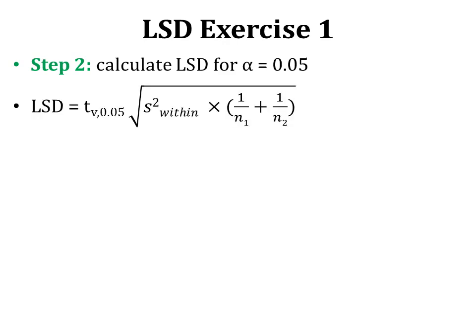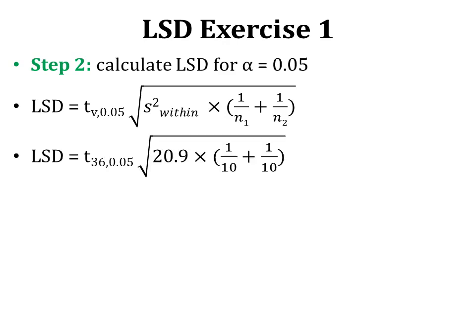So here we have the formula for LSD calculation, and the t-value is to be taken from the 0.05 significance level at V, which is the degree of freedom within, which in this case is 36, and the variance within, which is taken from the ANOVA table, is 20.9. And in the first pair, the number of observations are 10 in each of the samples. So we have our values input here, and we are going to solve them.